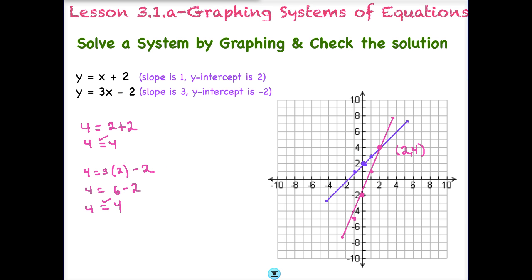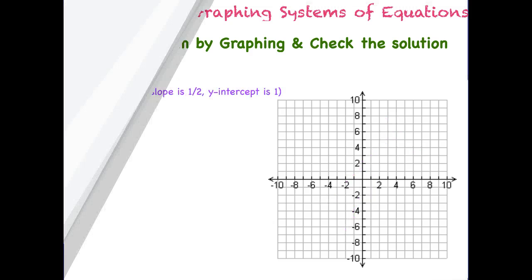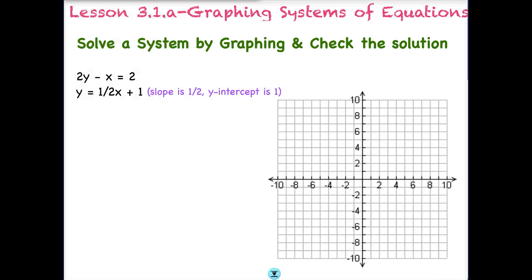All right, let's try a little bit more difficult example. In this example, you can see that the top equation is not in the y equals mx plus b form, so we would want to rewrite it to be in that form. Okay, so let's write this equation down here, and then let's go ahead and rewrite it. So what we know is that we want y to be by itself on the left side. So I'm going to move the x over to the other side by adding x.